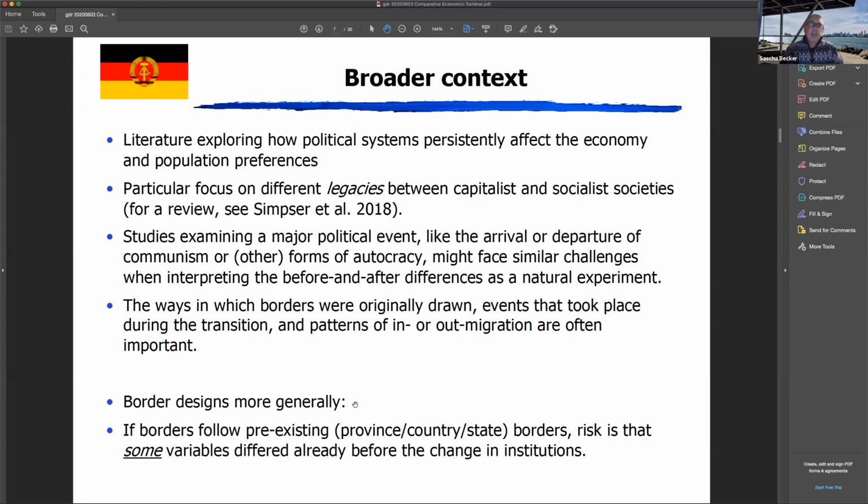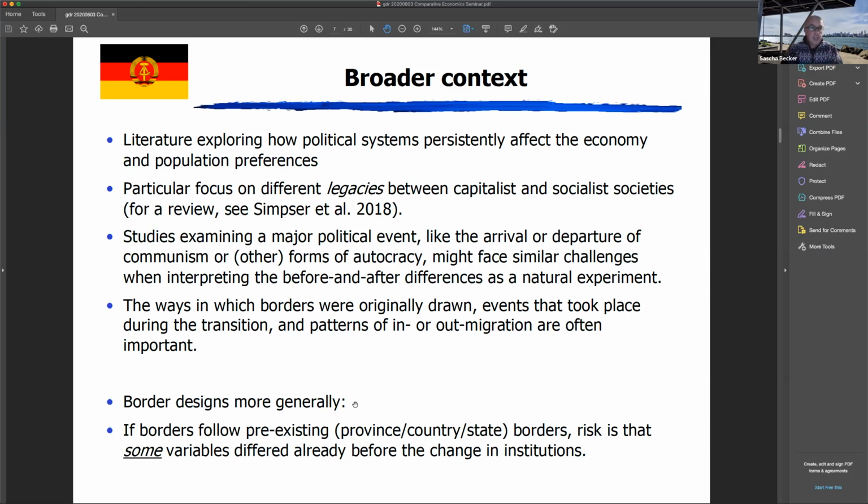And studies that examine a major political event like the arrival or departure of communism or other forms of autocracy or generally regime changes might face similar challenges when interpreting the before and after differences as a natural experiment. The ways in which borders are drawn and events that take place during a transition, which typically isn't just one day, but there is a lead up to a regime change, and then there is a period where the new regime settles in. Maybe a period where we see in and out migration, and people who are particularly passionate about loving or hating a regime may either migrate out or in.